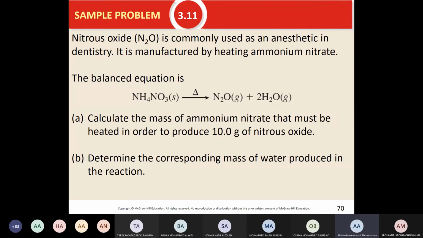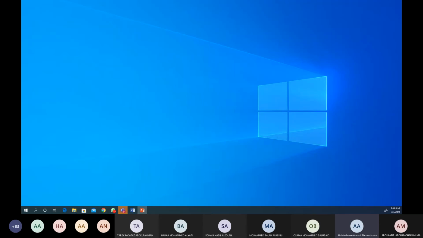I will open the attendance. I will continue with this equation in a while. Let me open the attendance first. Okay, good. Now, let me do it very quickly.